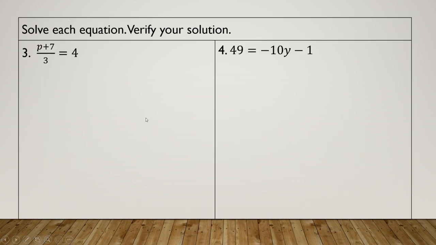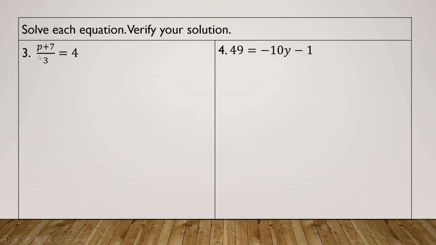Now, number 3, we've got a fraction bar. Remember that the fraction bar is like a grouping symbol. So this p plus 7 is a group. It's grouped together. So we want to start outside the grouping symbol.